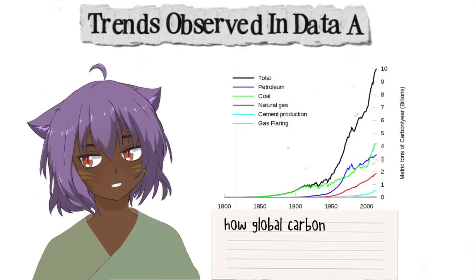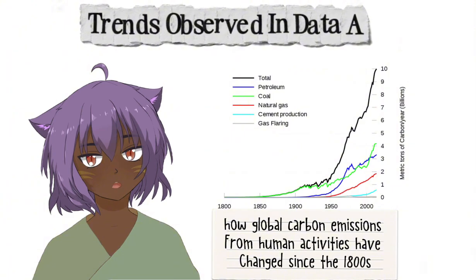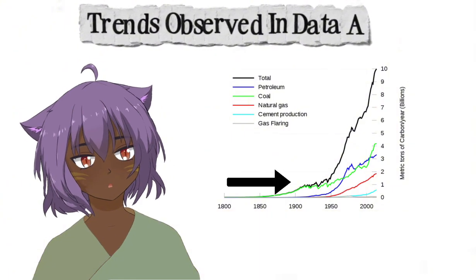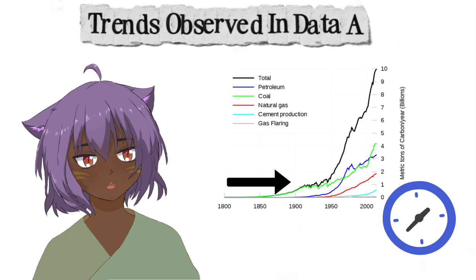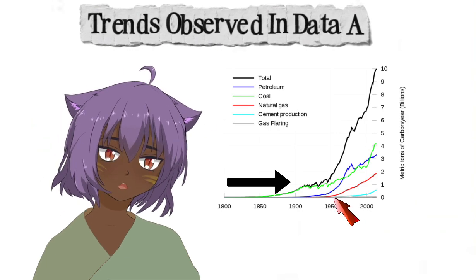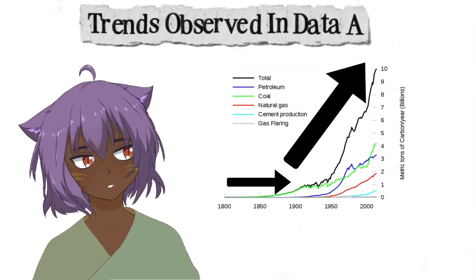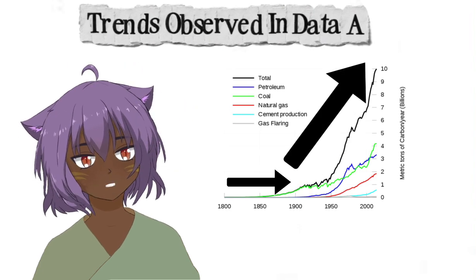This graph shows how global carbon emissions from human activities have changed since the 1800s. For more than a century, emissions were low and fairly stable. However, after the 1950s, every major source begins to rise sharply. Coal increases first, followed by rapid growth in petroleum and natural gas.